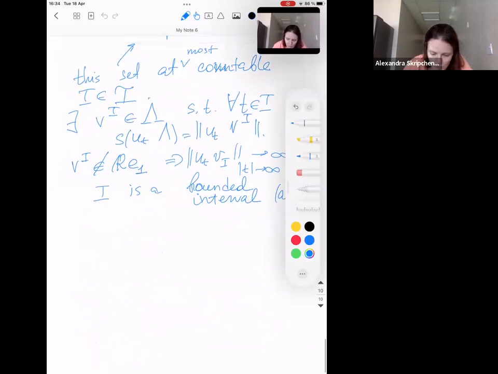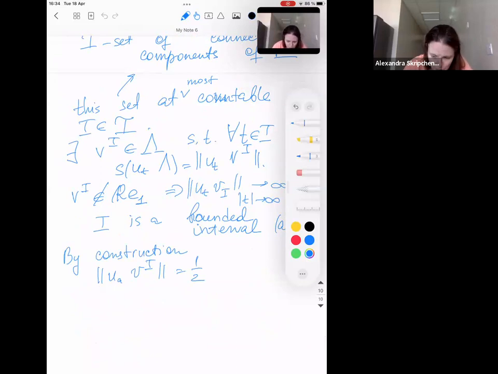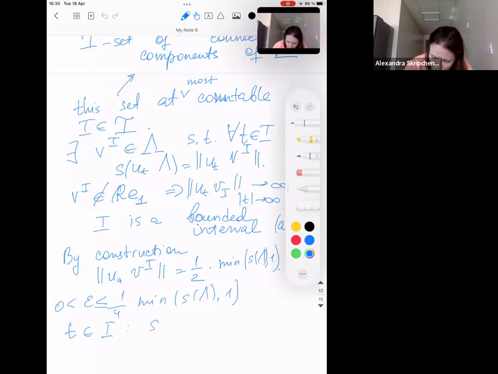Good. Now we can see that by construction, the norm of E_V on I is exactly 1/2 multiplied by the minimum of S and N1. So we take epsilon between 0 and 1/4 of this quantity. And we study the set of t in I such that the systole of u_t lambda is smaller or equal than epsilon.